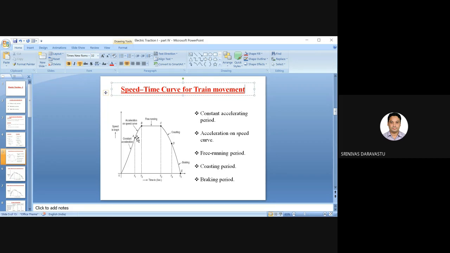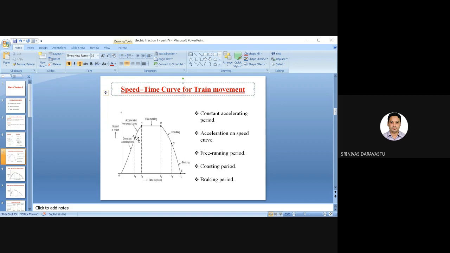Okay, and third one is free running period. During this period, train attains the maximum speed, therefore it runs with a constant speed. After the end of the acceleration on speed curve, the train attains a maximum speed. Therefore, in this free running period, train runs with a constant speed. And next one is coasting.